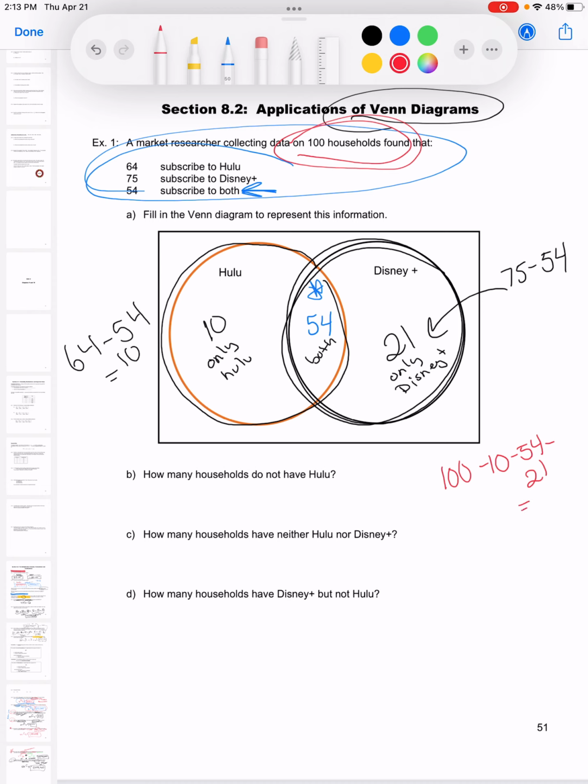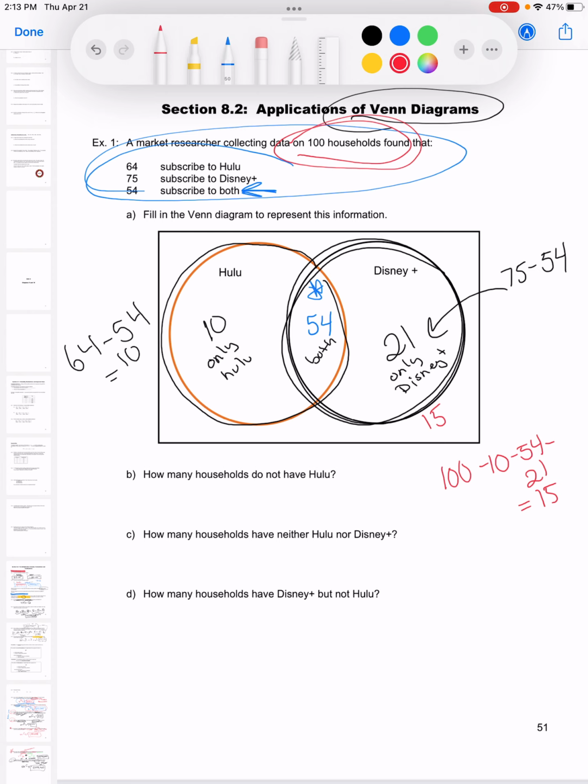So if I subtract that, I get 15. So 15 of the households didn't have either one. They did not have Hulu and they did not have Disney Plus. So that's the answer down there for A. How many households, or sorry, it is not the answer for A, it'll come up. The answer for B, sorry, down there.